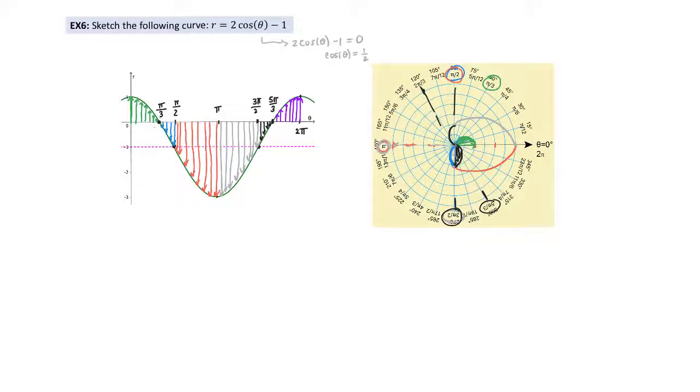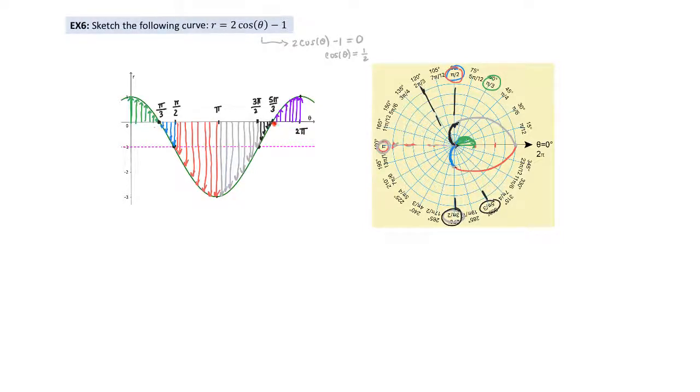I'm going to go ahead now, and just as before, I will erase this part. I don't need it. All right, so there should be a connection here, a nice connection here. So now that I have that, I now have to do the last portion here in purple. I noticed that that portion goes from 5 pi over 3 to 2 pi.